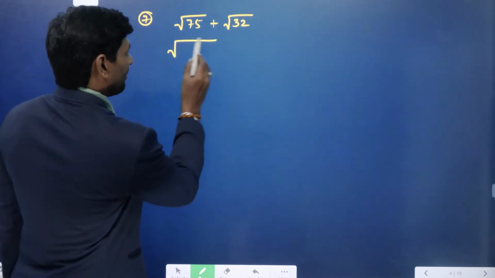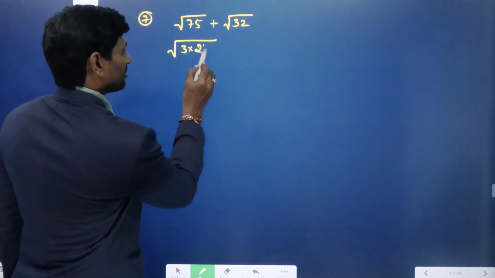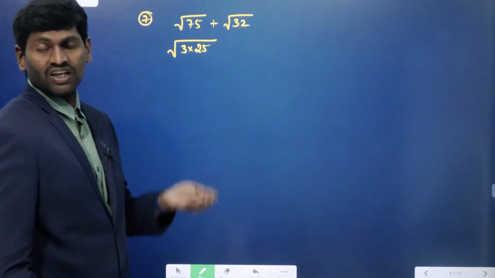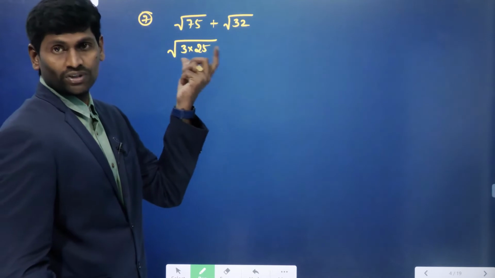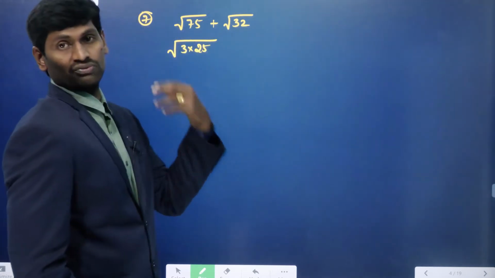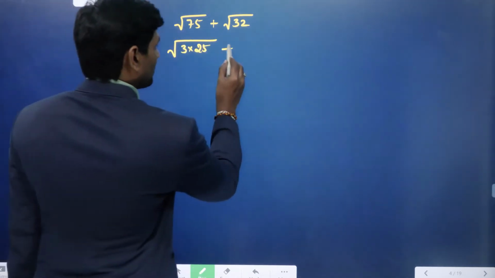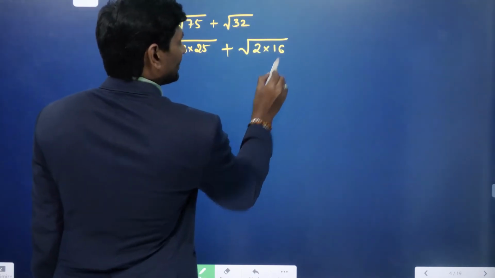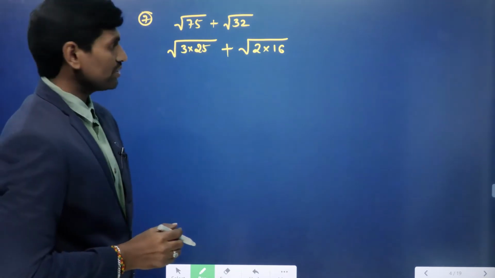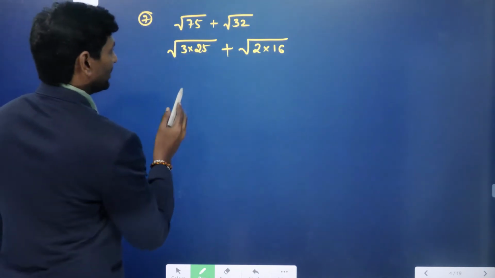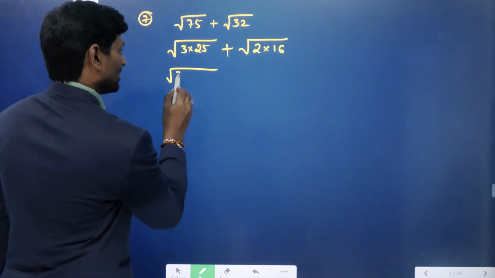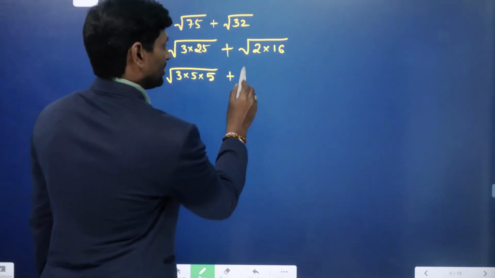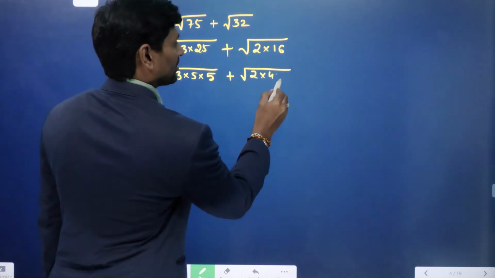Now I am writing 75 as 3 into 25. 3 25s are 75 because 25 is a square number. I can bring its original number, that means its square root value to the outside. Plus 32 I can write as 2 into 16. 16 is also a square number. 2 16s are 32. Now this 25 I can write as 5 into 5. Am I right? Yes. Plus this 16 I can write as 4 into 4.